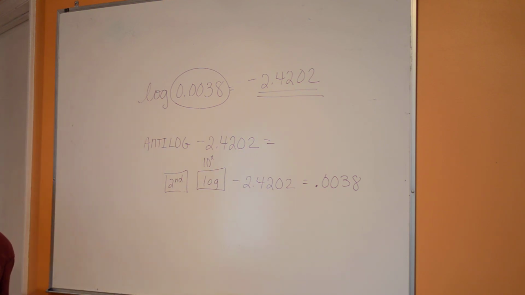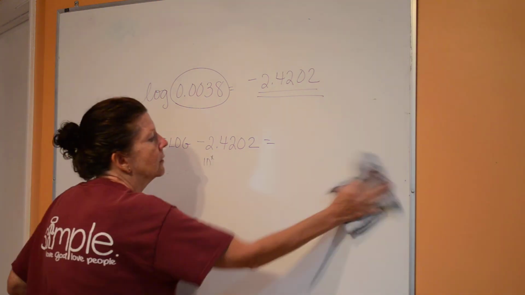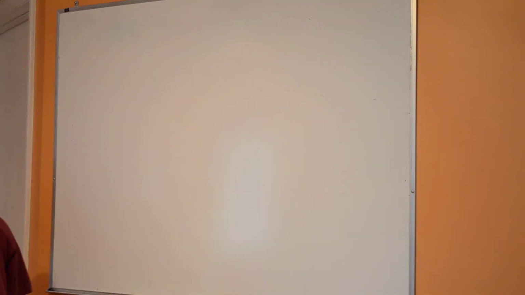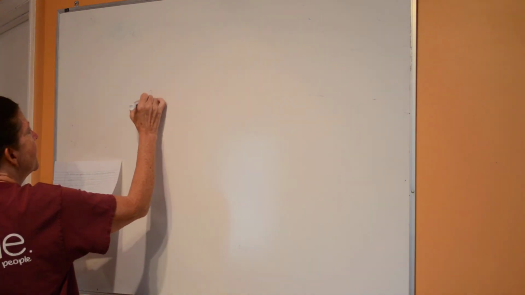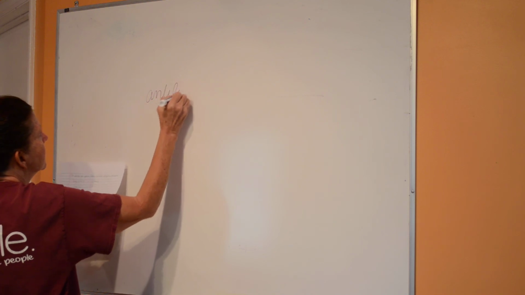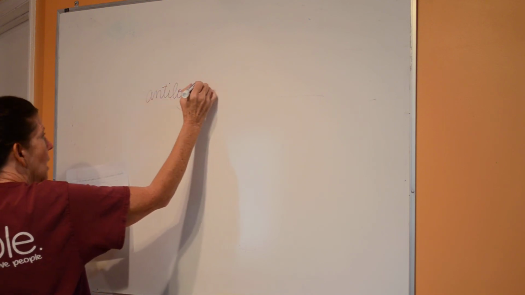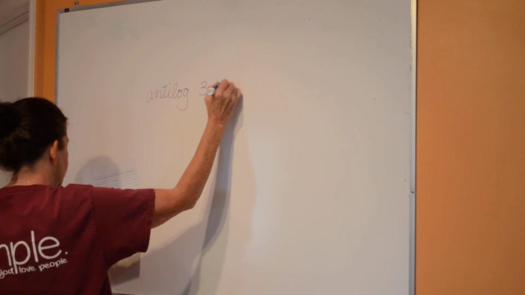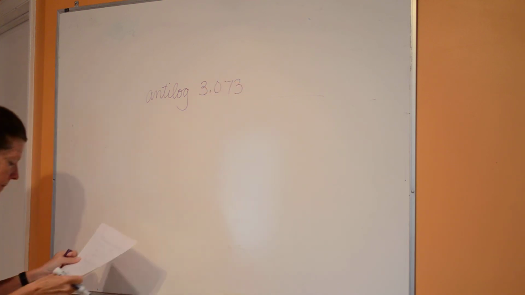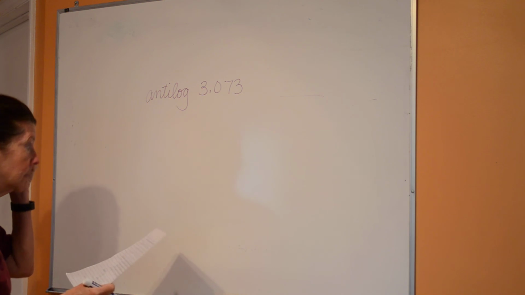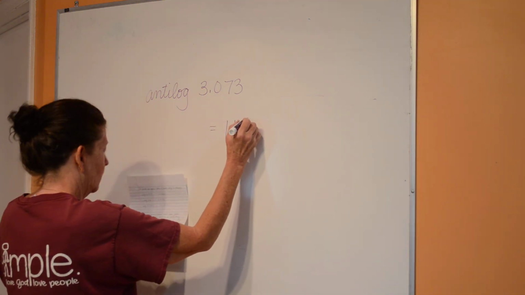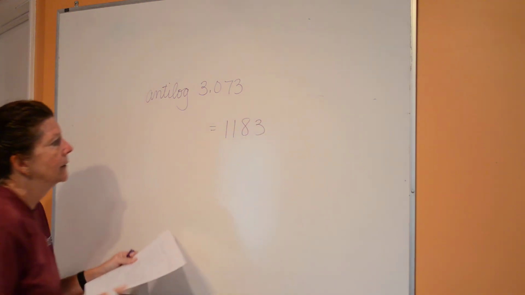All right, so on your calculator, go ahead and find the antilog of 3.073. Go ahead and punch that in. When you get the answer, it should be 1183. Okay?